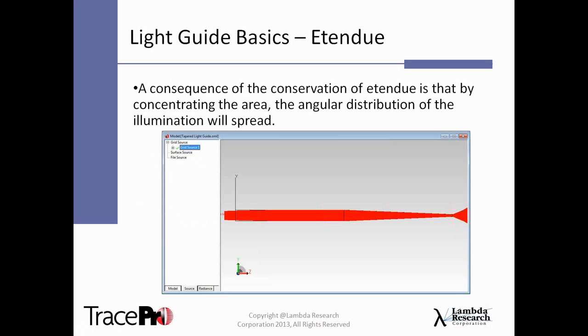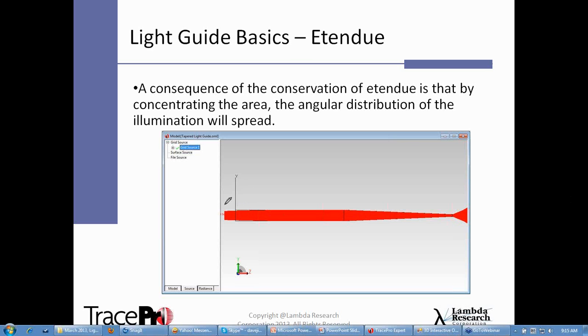And a consequence of this conservation of etendue is that by concentrating the area, the angular distribution of the illumination will spread. For example, this light guide here is a tapered light guide. It starts off, I believe, about 5 millimeters in diameter here and tapers down to about, I think, half a millimeter here. And we have a relatively collimated beam. It's about a 2 degree beam angle coming in here.